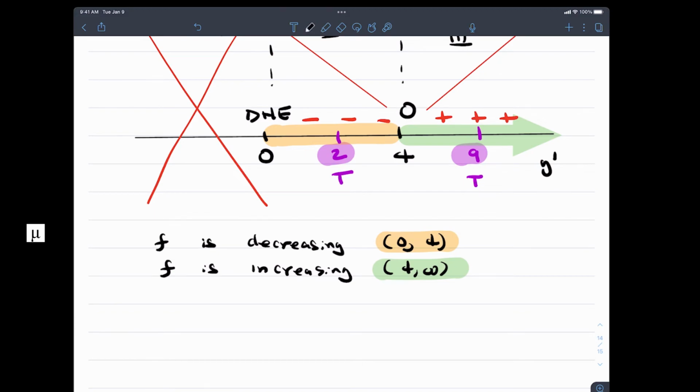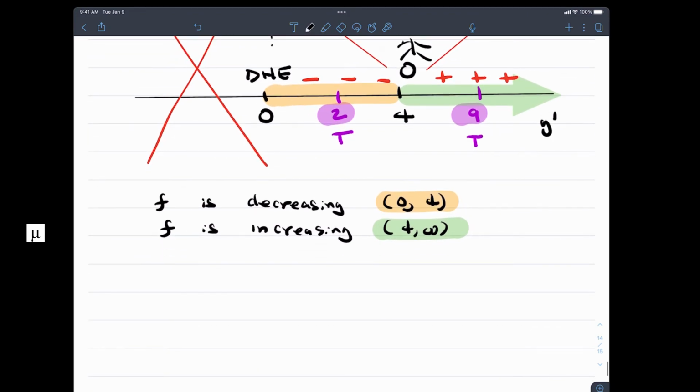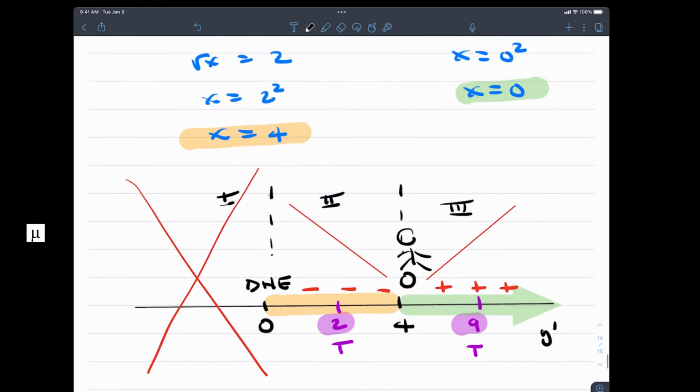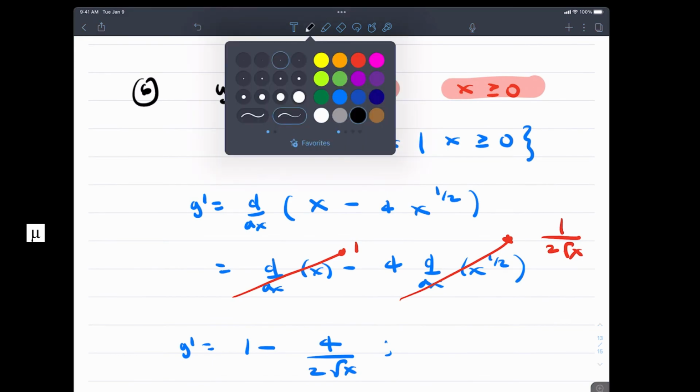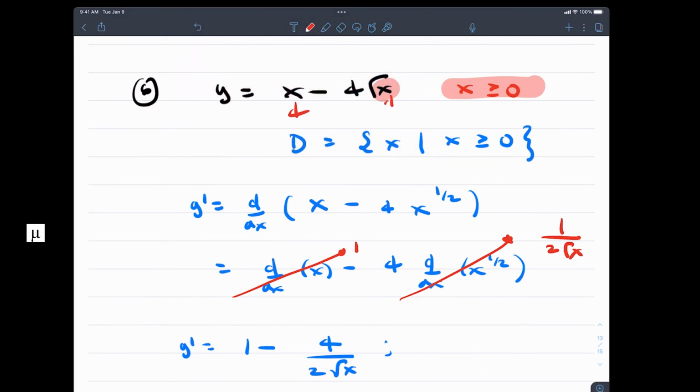If you're standing over here, what are you standing on? Okay, you're in a valley, so it means we have a relative or local min at x of 4. Now that's y of 4, or f of 4, doesn't matter. Okay? So go back to that y, and you plug in 4. So I get 4 minus 8, which is negative 4 here. So you get negative 4.